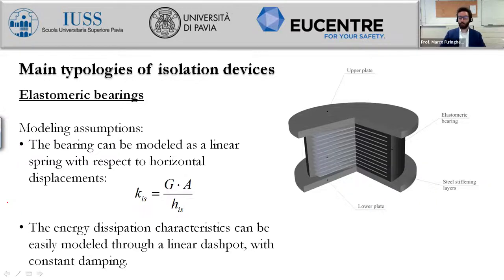And there are a number of modeling assumptions, and we will see all of them also by practicing in some computations. This is the easiest bearing that we can consider for seismic isolation. The bearing can be modeled as a linear spring with respect to the horizontal displacements, and also the vertical one. We will see how it changes. And this is a very famous expression for the lateral stiffness of such bearings. The energy dissipation characteristics are directly related to the linear dashpot with a constant damping. Generally this is true constant damping if the maximum shear strain is greater than or equal to 100%. Otherwise, also the shear modulus varies, but generally 100% is a lower bound for the maximum shear strain.